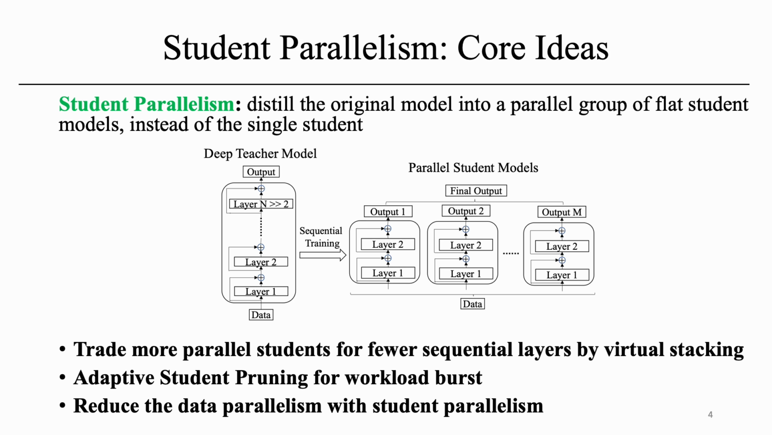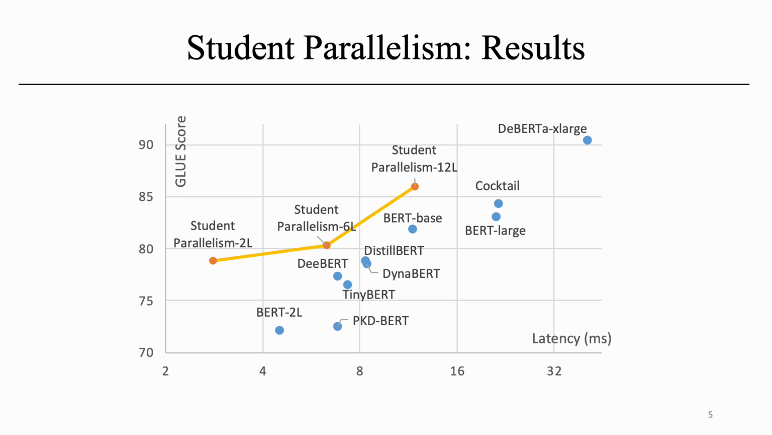It distills the deep models into a parallel group of flat student models instead of a single student. By virtual stacking of multiple students, it can trade more parallel students for fewer transformer layers, and adaptive student pooling can reduce the number with minimal accuracy loss to improve the throughput for workload bursts. Finally, we exploit the student parallelism to reduce the data parallelism and its extra costs.